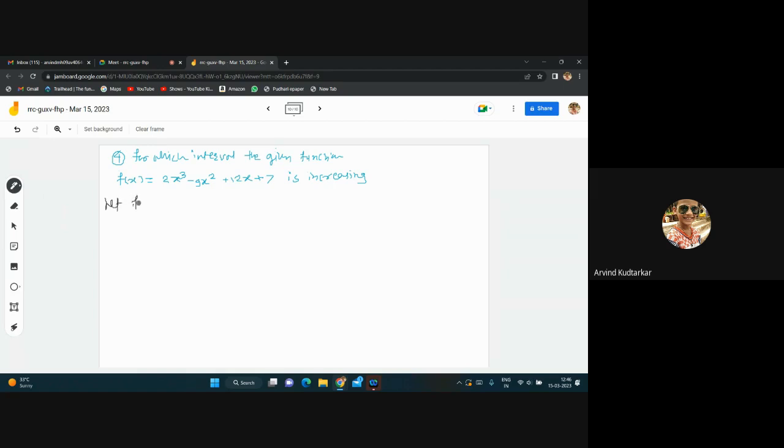Then find its derivative, f dash of x. What is f dash of x? Function is increasing only when the first derivative is positive. So f dash of x, take the derivative. 3 into 2, what will it be? 6x square minus 9 into 2x means 18x plus 12. Okay. So what is the condition to get an increasing function? Function is increasing when its first derivative is positive.